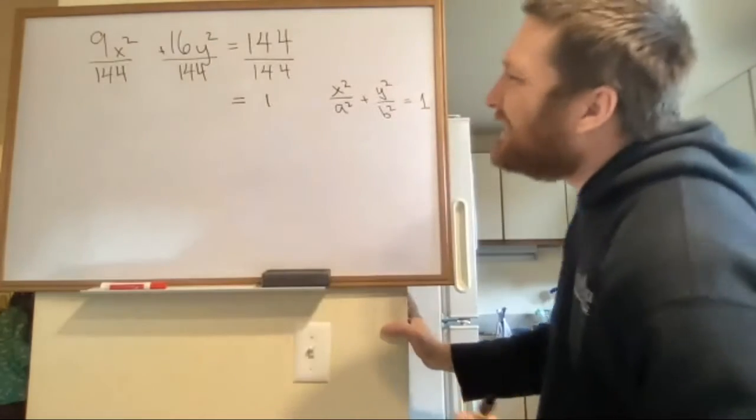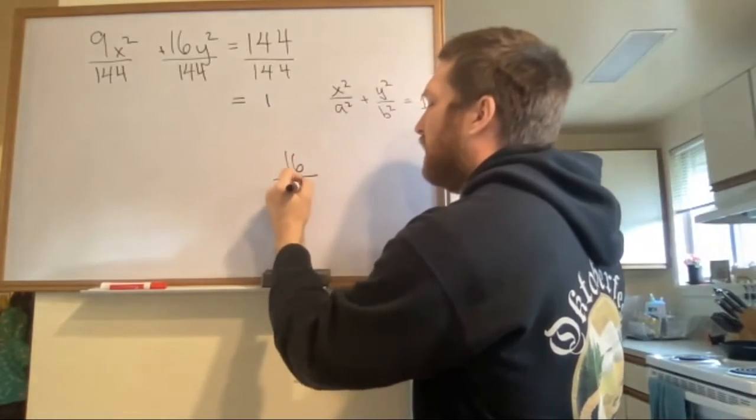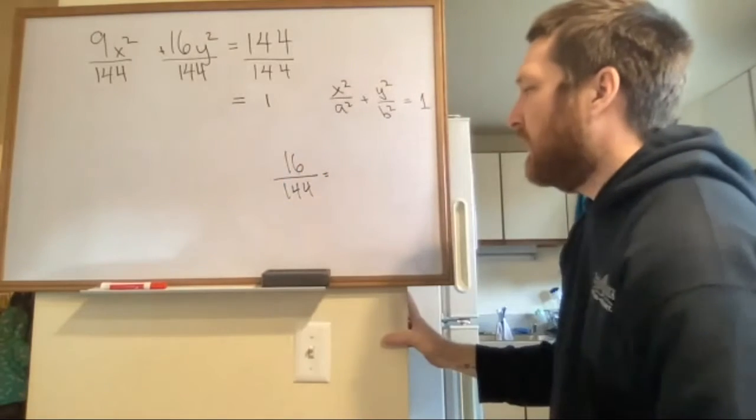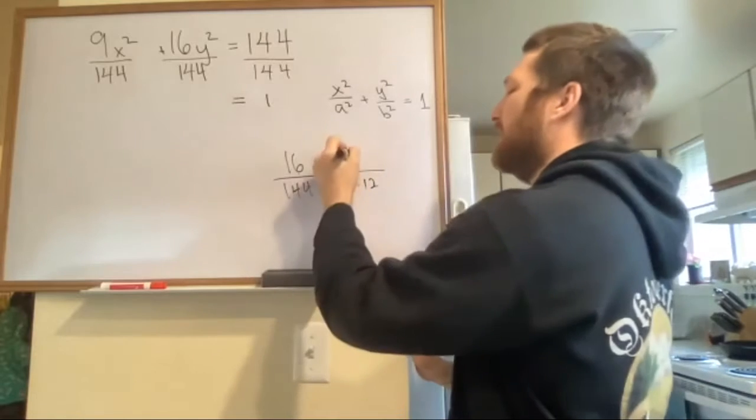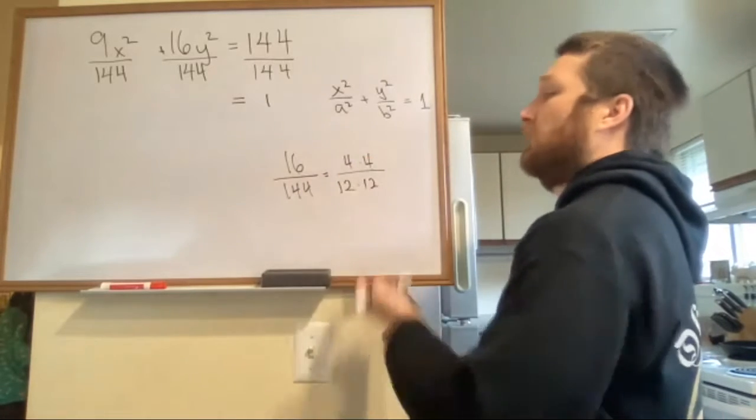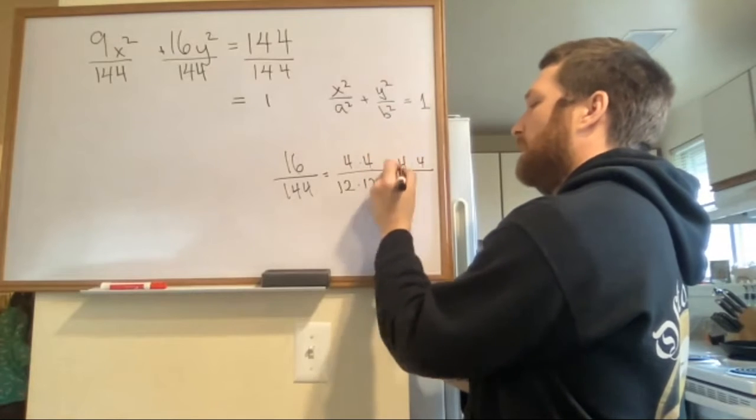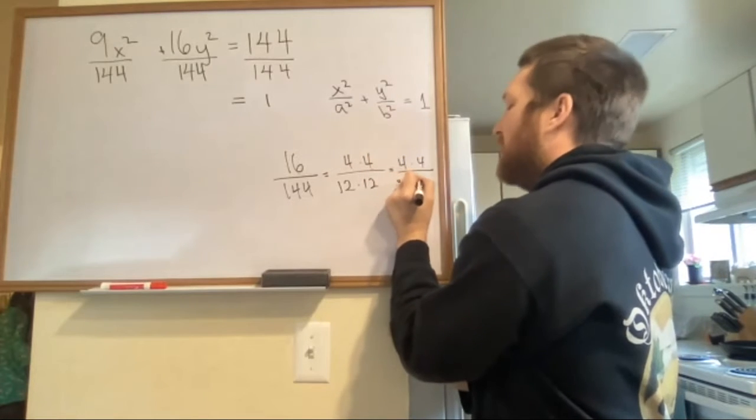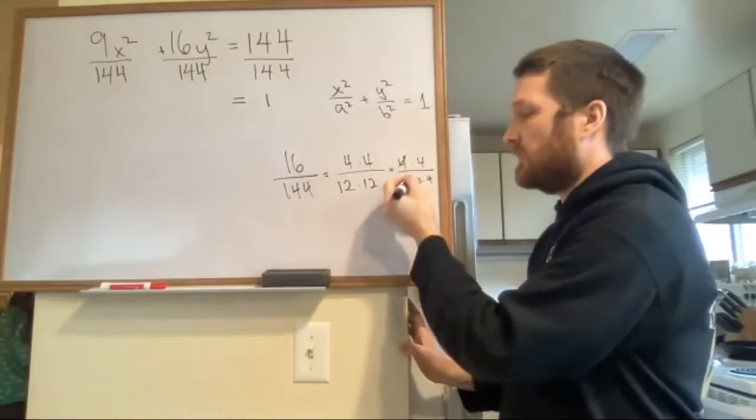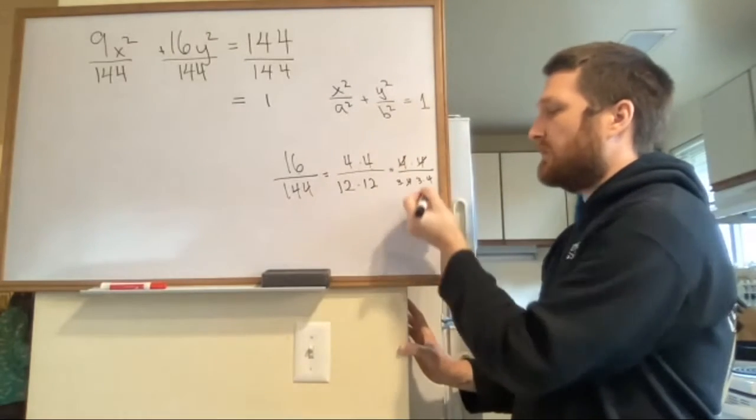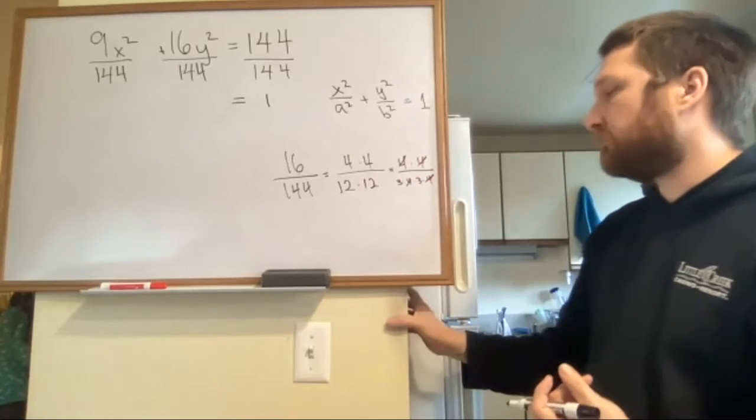Now 16, I'm moving from right to left for whatever reason. 16 over 144, we should be able to reduce that. 144 I know is 12 times 12. 16 is 4 times 4. Oh, and look at that. 12 is 3 times 4. And so I have a 4 times 4 on the top, times 3 times 4 times 3 times 4 on the bottom. And so it looks like I could just cancel out a 4 from the top, 4 from the bottom, another 4 from the top, another 4 from the bottom. And I'm left with 2 3s in the denominator.